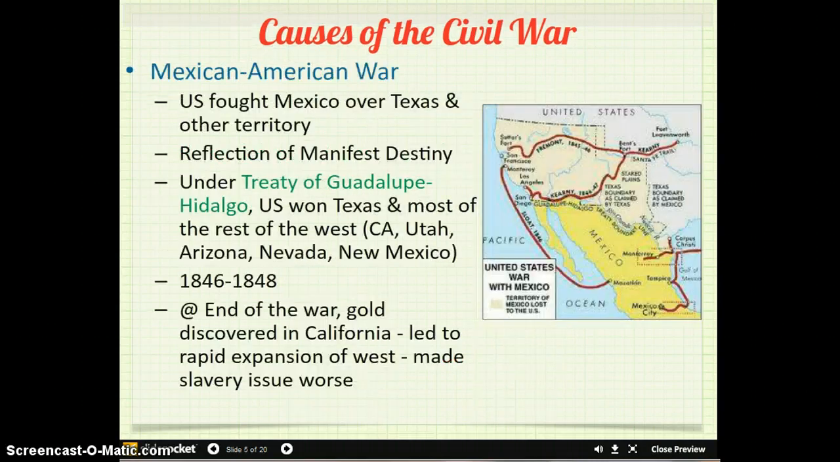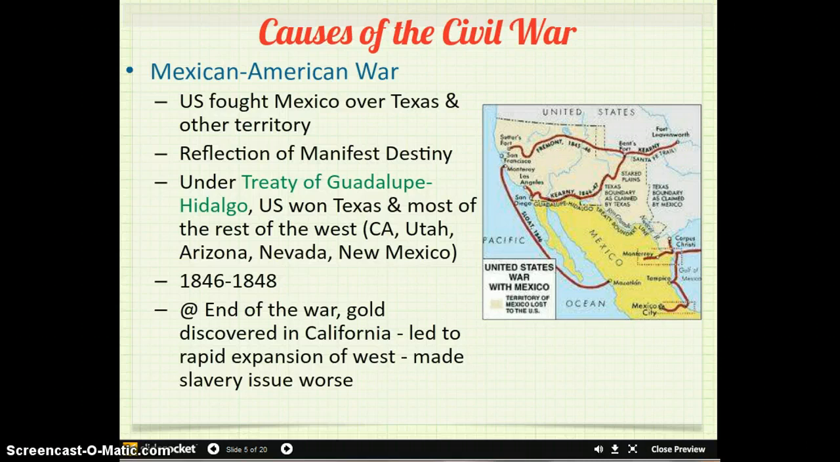The next cause, the Mexican-American War, was fought between the U.S. and Mexico over Texas and other territory to the west. This is going to be a great reflection of manifest destiny, and ultimately the U.S. will win under the Treaty of Guadalupe-Hidalgo. This treaty gave the U.S. Texas and most of the rest of the West.